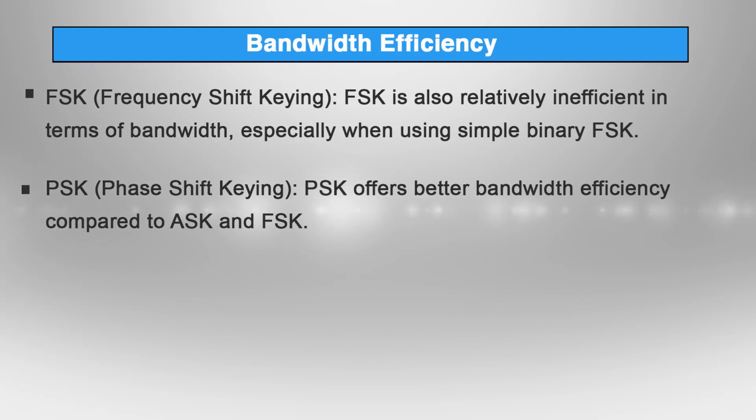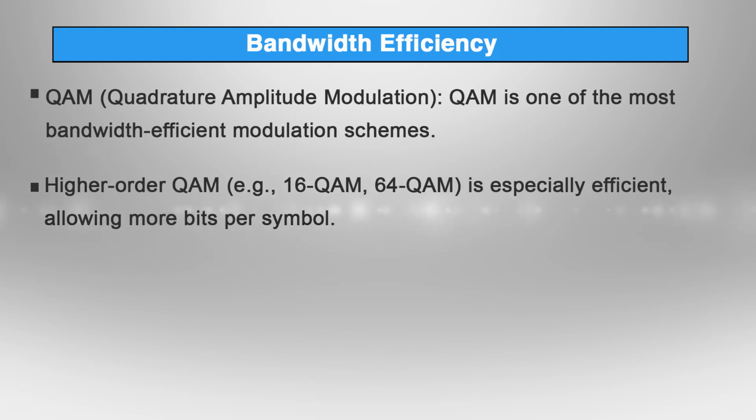Now, quadrature amplitude modulation. For bandwidth efficiency, QAM provides the highest bandwidth efficiency among the discussed techniques. For example, 16 QAM can transmit 4 bits per symbol and 64 QAM can transmit 6 bits per symbol, making it suitable for high speed data applications. QAM is ideal for broadband applications including digital TV, cable modems and high speed internet, where high data rates and efficient bandwidth use are essential.